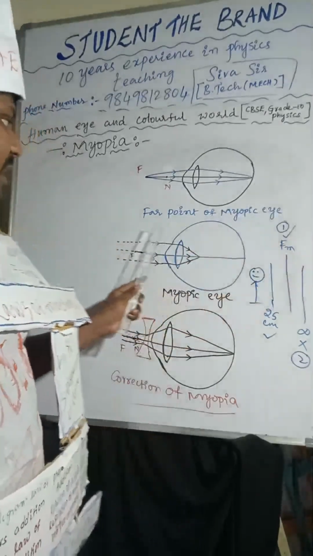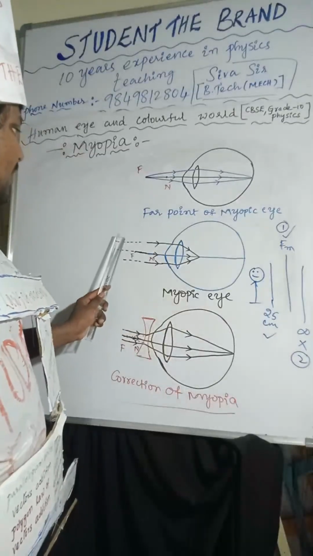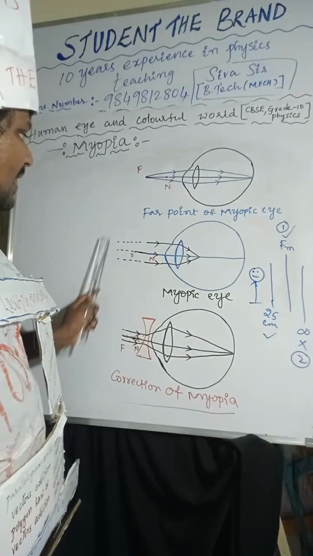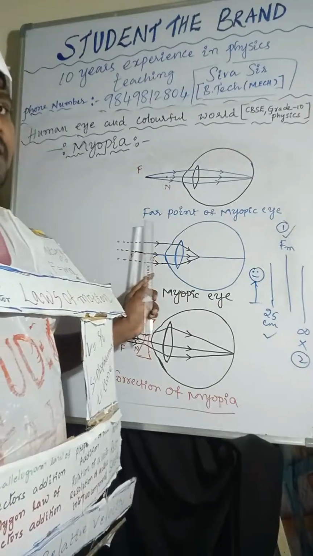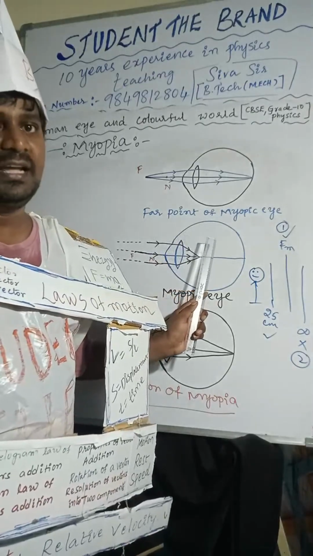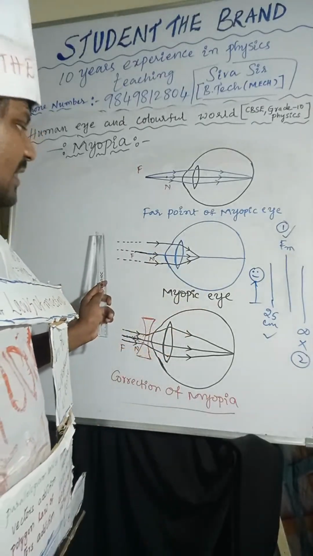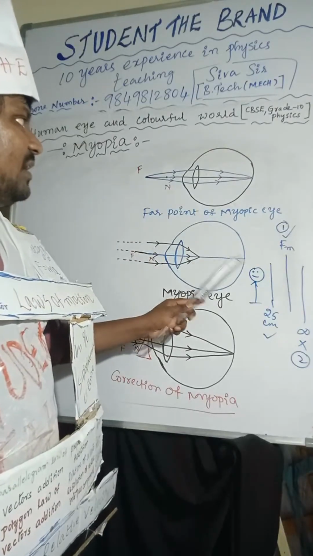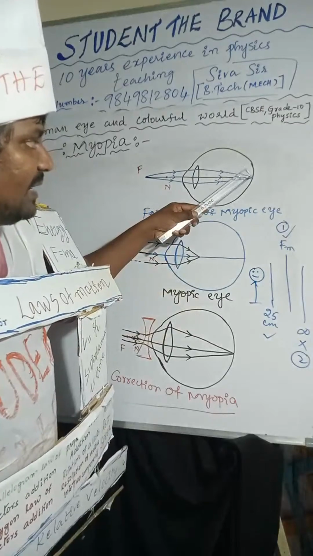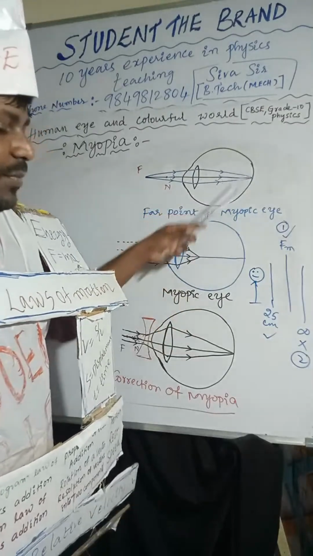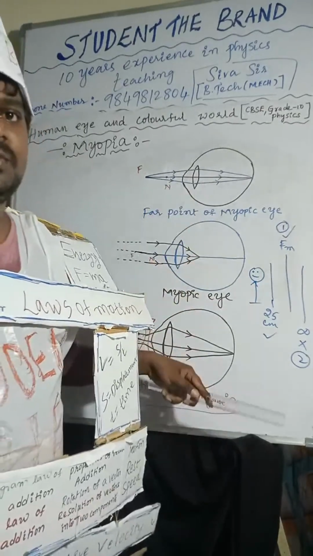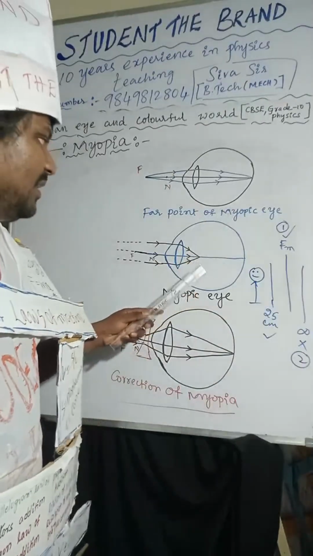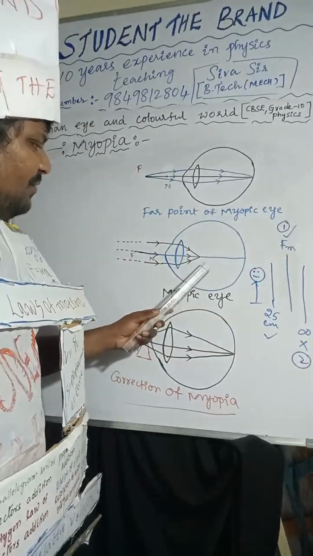Here, the dotted lines represent light rays coming from infinity. After refraction, those light rays will meet in front of the retina. Only if they meet at the retina can we see the object. So if they meet in front of the retina, we have a problem.